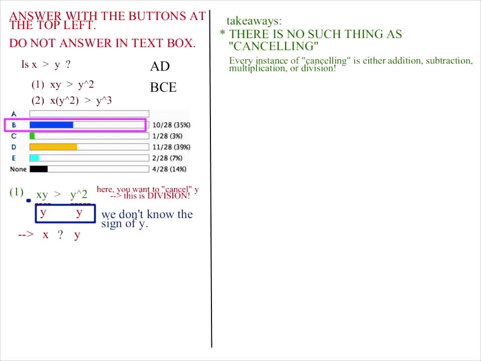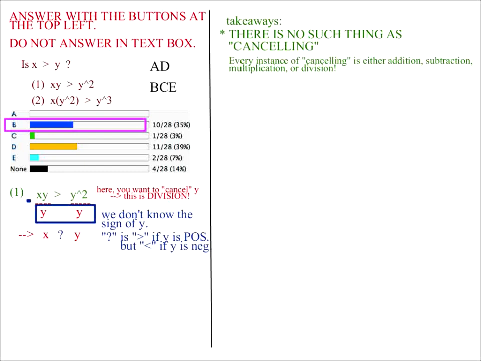Question mark is less than if y is positive, but it's greater than if y is negative. Sorry, that's backwards. If y is positive, then you don't flip the sign. You don't flip the alligator, sorry. And if y is negative, you do flip the alligator.